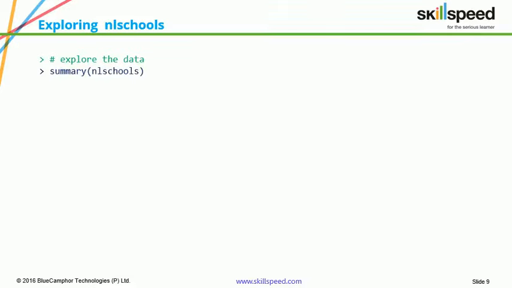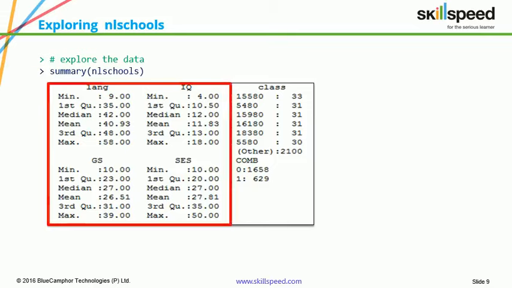Let's look at the summary of NL schools. We can see that Lang, IQ, GS and ACS are numeric variables, so we get to know the summary statistics for these 4 variables, whereas class and COM are categorical variables.